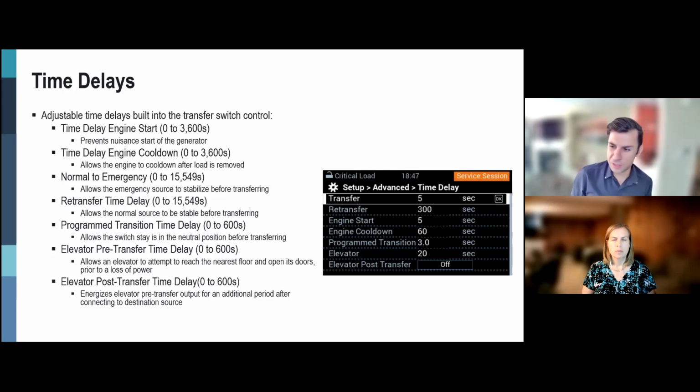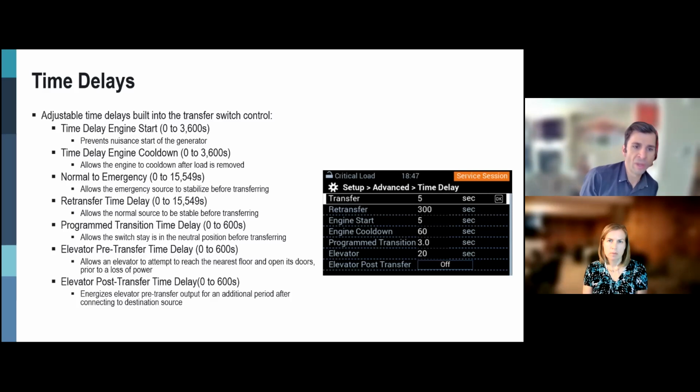The time delay engine start, so that we avoid nuisance starting. Engine cool down, which obviously is to let the engine cool down safely. And this varies, typically 10 minutes, but it depends whether you're in Alaska in the middle of winter or in a very hot region, let's say, down south in Texas. Normal to emergency, retransfer time delay, pre-transfer back to the utility, and the program transition delay, which we just discussed.